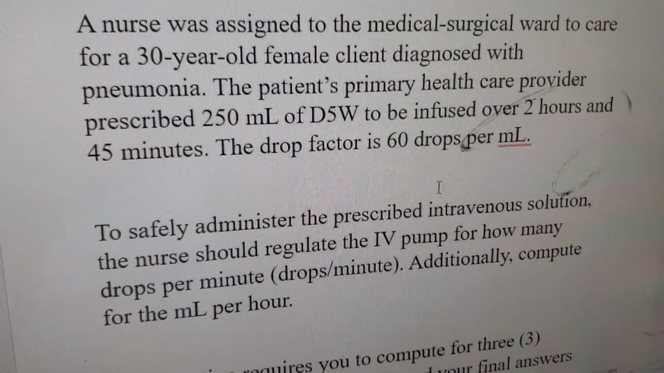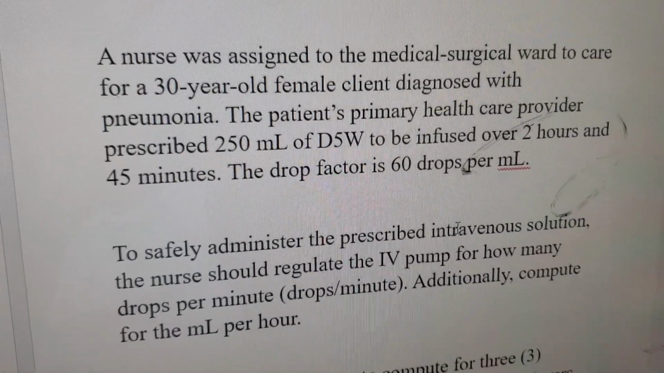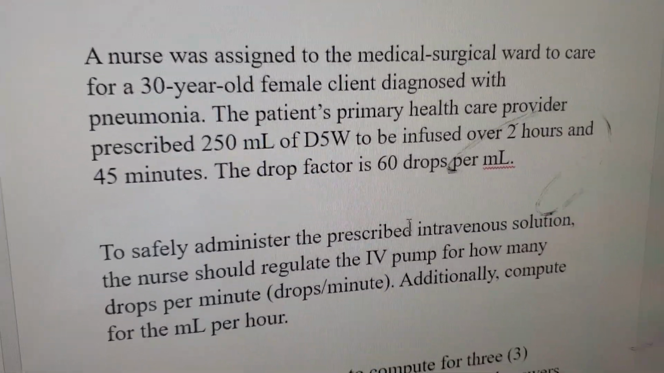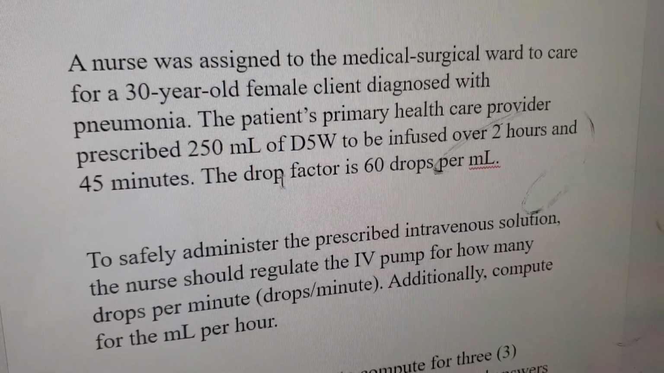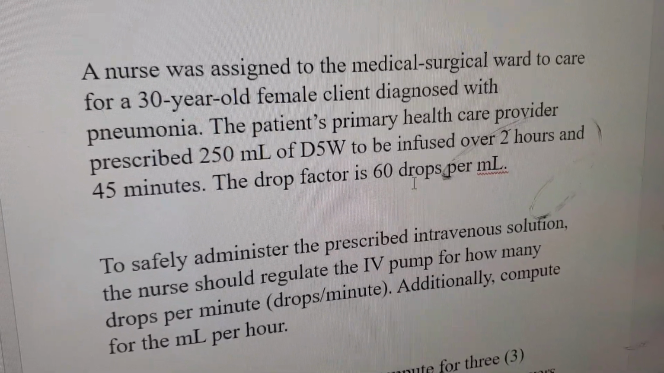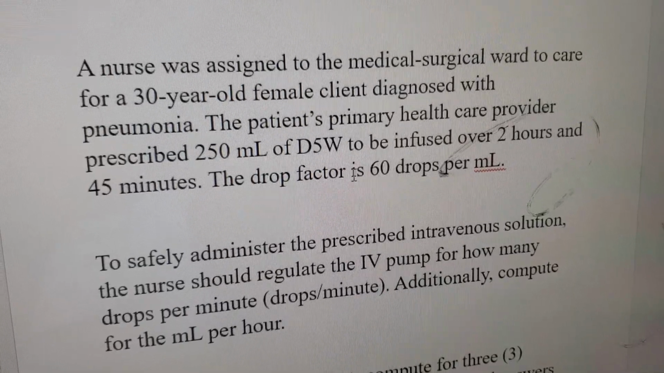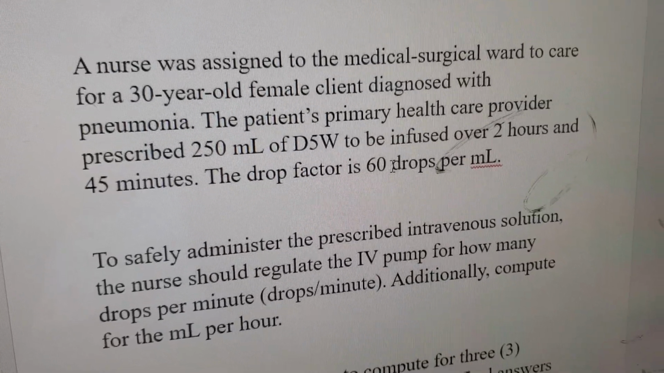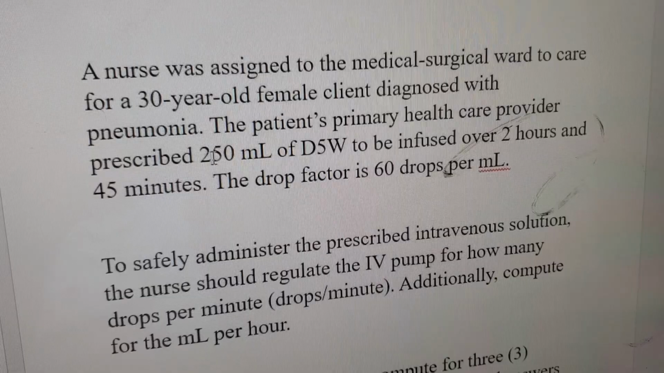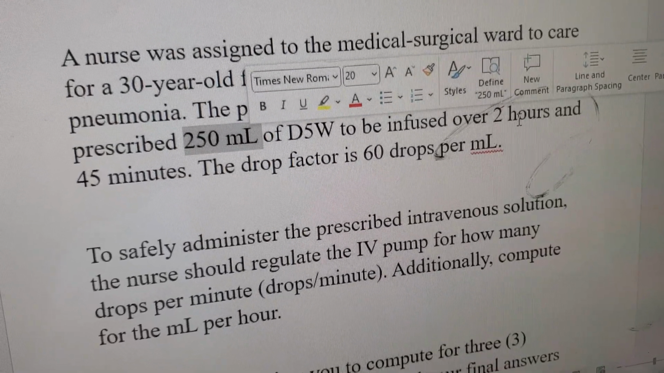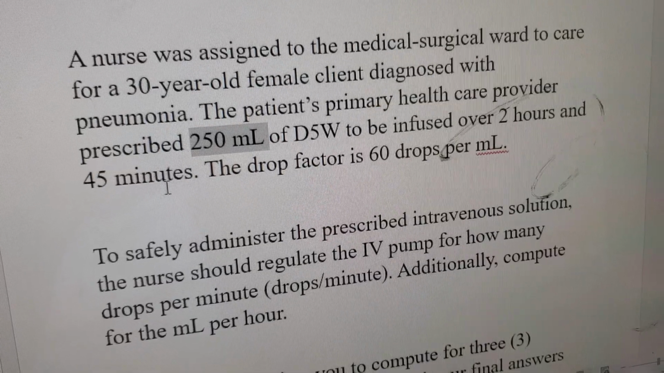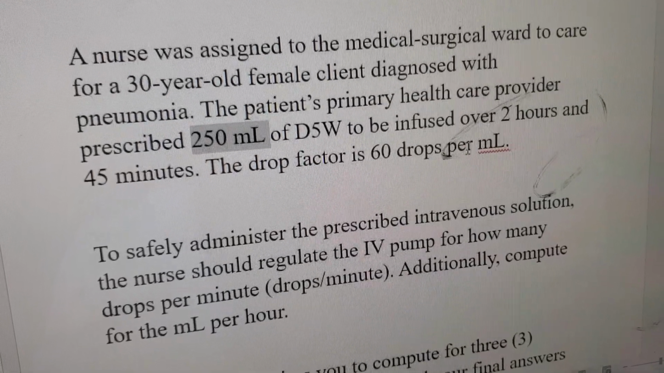So if you see a question like this, it can be very confusing. But don't let it confuse you at all. Just look for the values provided and see how you're going to set it up. You've been given this drop factor, okay? And you've been given the prescribed volume and the time, 2 hours, 45 minutes. We need to convert it.